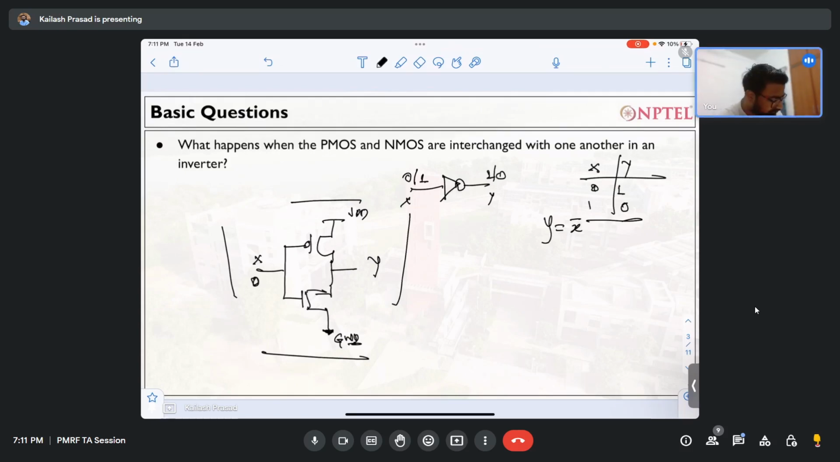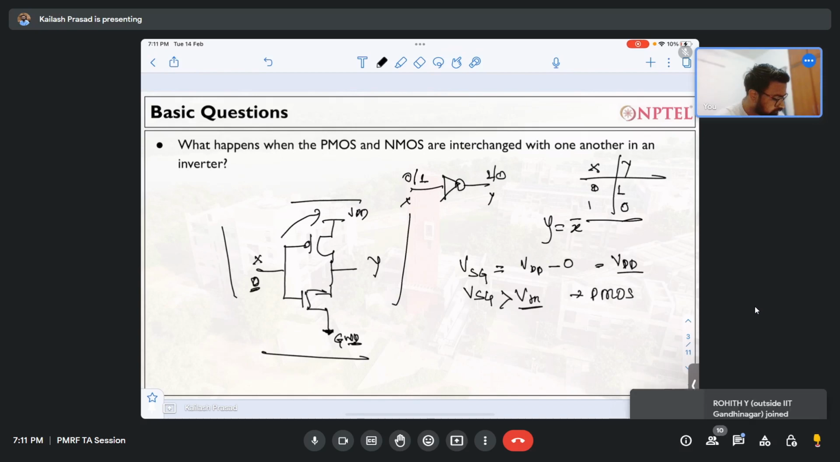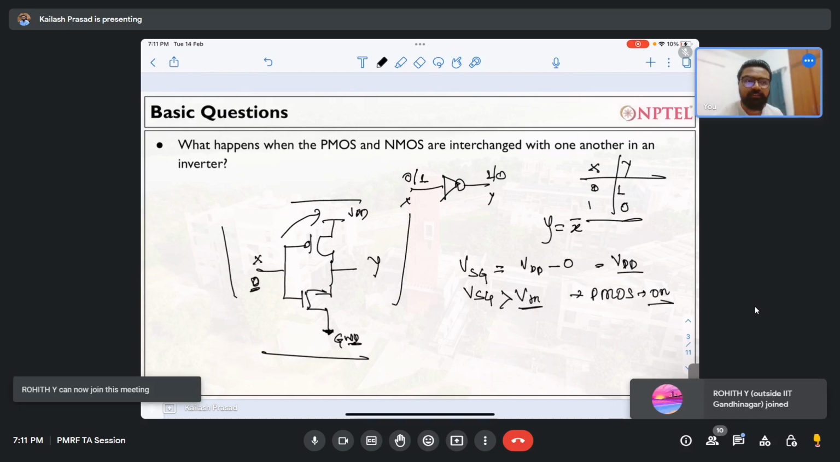What he is saying is that if I provide 0 over here, what will be the VGS, or in terms of PMOS, we call it VSG, the source to gate voltage. What is the VSG? VSG is VDD minus 0, so this is VDD. If VSG is greater than VTH, it means that the PMOS is on. In our case, VSG is VDD, which will obviously be greater than VTH.